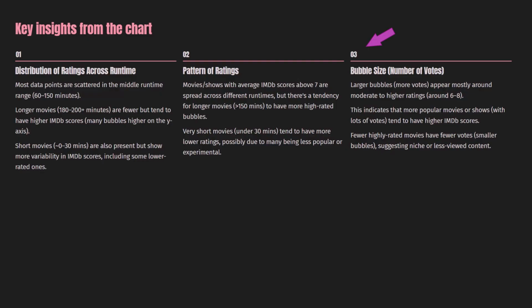As for the number of votes, the larger bubbles, with more votes, appear mostly around the moderate to higher range, around 6 to 8. This indicates that more popular movies or shows with lots of votes tend to have higher IMDb scores. The few higher-rated movies with few votes have smaller bubbles, suggesting niche or less viewed content.